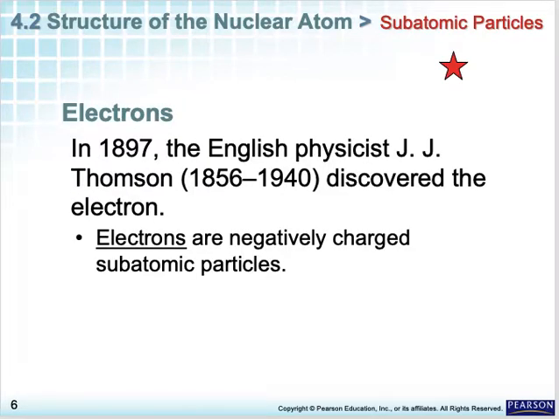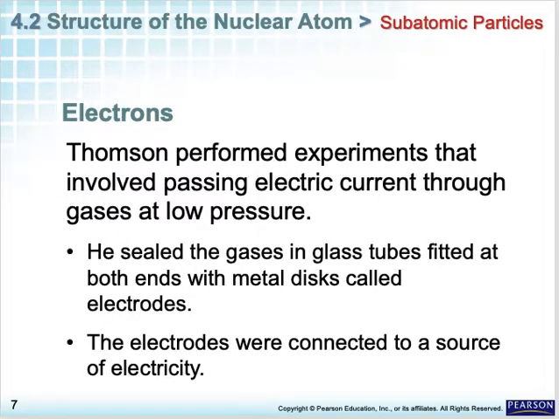Electrons were discovered by J.J. Thomson in 1897. You do not need to know the year. You do need to know the physicist, his name, and that electrons are negatively charged subatomic particles. You also need to know the experiment that he used to discover those, and we'll discuss that.